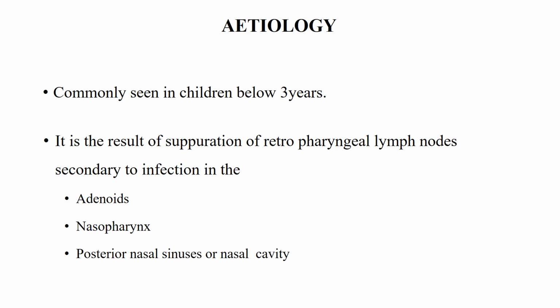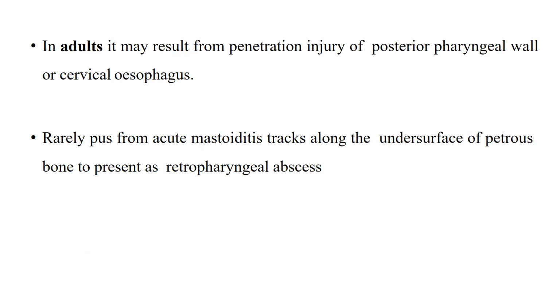Etiology: it is commonly seen in children below 3 years. It is the result of suppuration of retropharyngeal lymph nodes secondary to infection in the adenoids, nasopharynx, posterior nasal sinuses, or the nasal cavity. In adults, it may result from penetrating injury of the posterior pharyngeal wall or cervical esophagus. Rarely, pus from acute mastoiditis tracks down along the undersurface of petrous bone to present as retropharyngeal abscess.